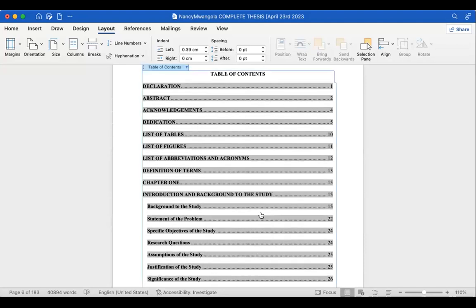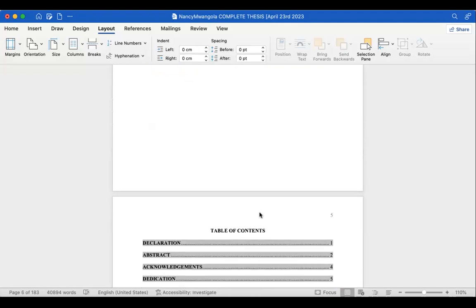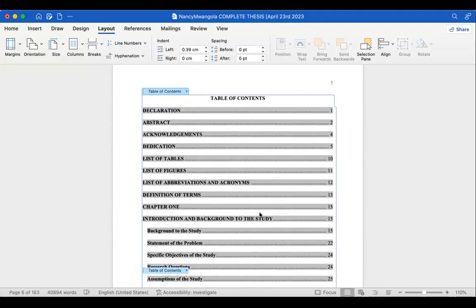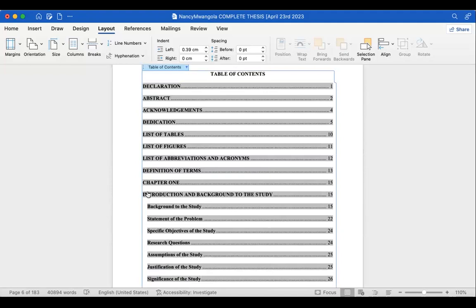So for USIU, the table of contents will look like this. I'm starting with level 1 here, so here will be 100. Do you see where my cursor is? Introduction and background to the study. Judith, are you seeing it?